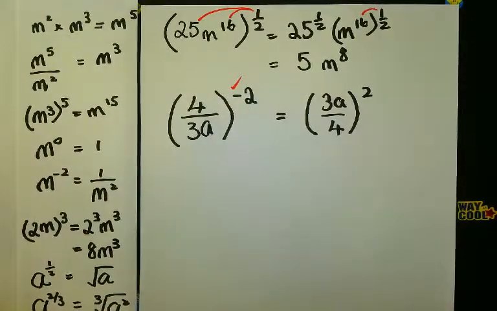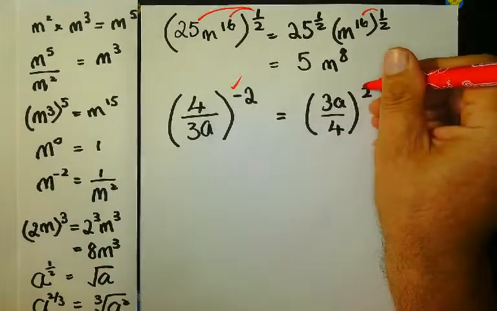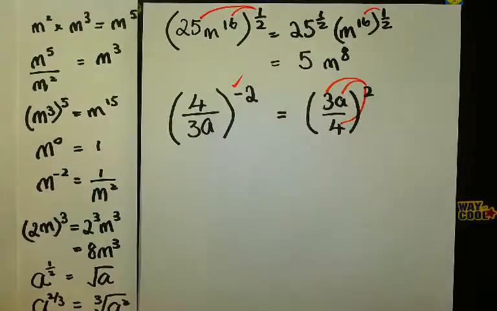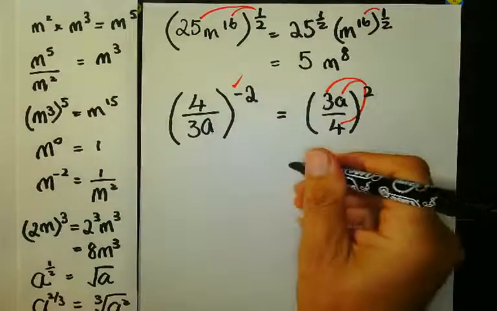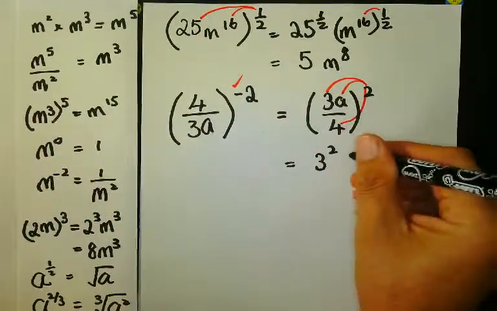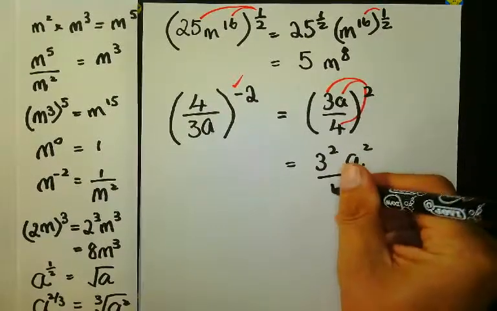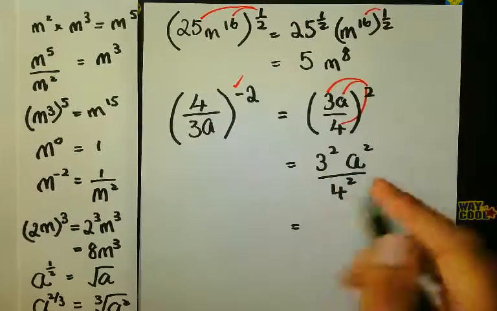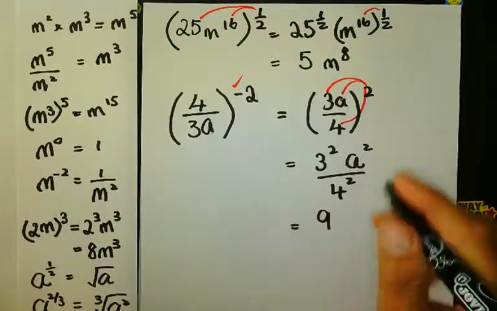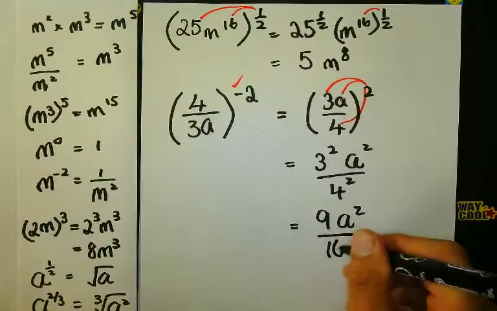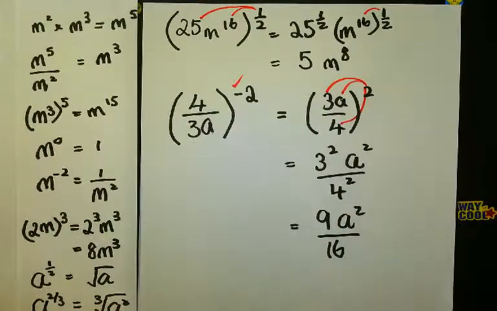Now note, all we've dealt with is the negative. We haven't dealt with the power of 2. So let's do the power of 2. That's power on a variable, power on a coefficient, and also power on that coefficient, or in this case the denominator. So let's just write that out longhand. That's 3 squared, a squared, all over 4 squared, which will give us 3 squared is 9, a squared, it's just a squared, and 4 squared is 16. So there we go. That's that one.